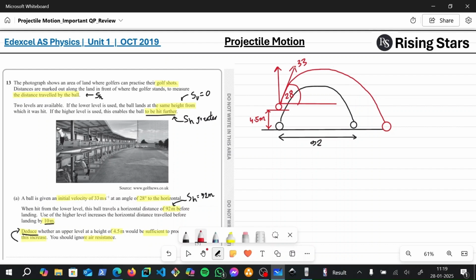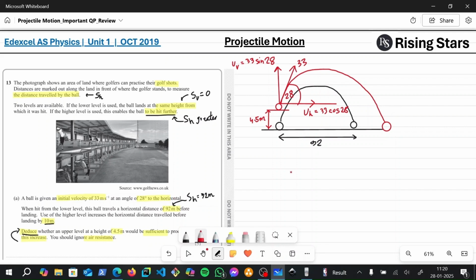So the vertical component, we can call it UV. So UV will be equal to 33 sin 28. I'm going to assume you know how to break down the components using trigonometry, sine and cos, so I'm not going to repeat that here. Similarly, we also have another component, the horizontal component, UH. So UH will be equal to 33 cos 28. Okay, we have our components split up.